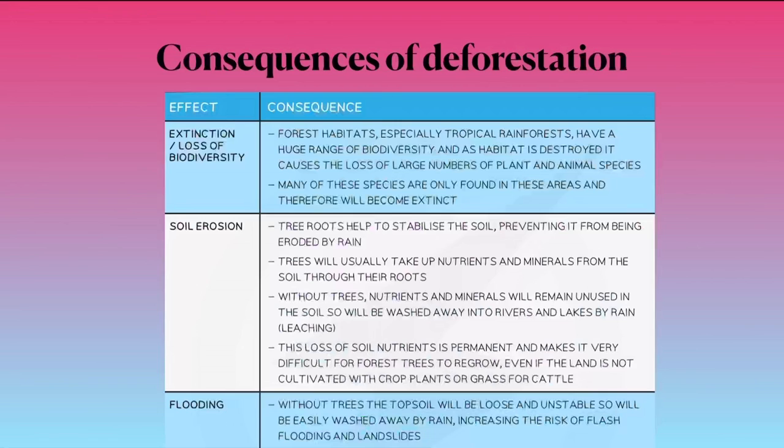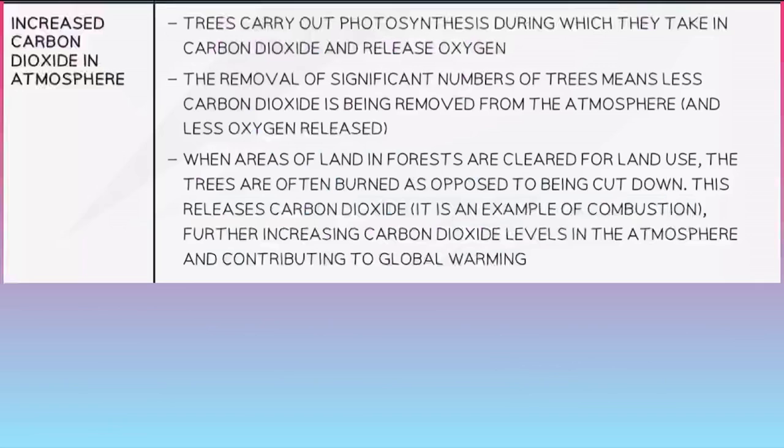Flooding. Without trees, the topsoil will be loose and unstable, and it will be washed by rain, increasing the risk of flash flooding and landslides. Then there will be increased carbon dioxide in the atmosphere.